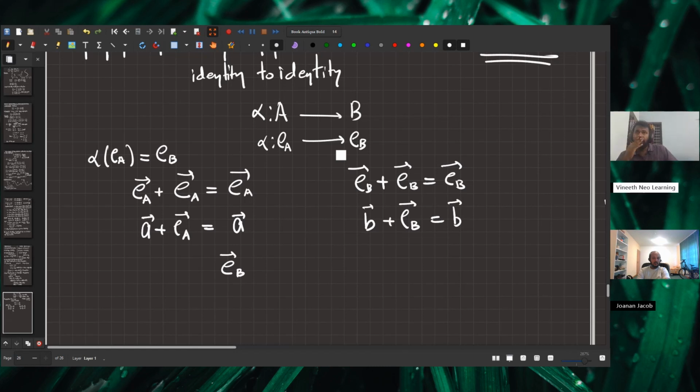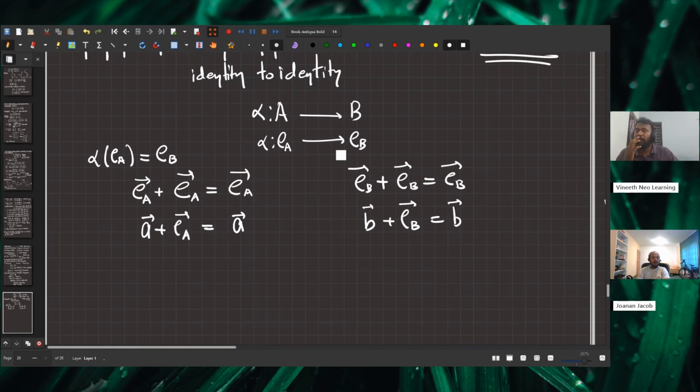How should I prove this actually? EB plus EB equals EB, right? Yes. Okay, actually all these things come from the definition of identity itself, isn't it? But we have to prove that identity should be preserved under homomorphism. Meaning we have to prove this relation: alpha of EA should give EB. That's what we have to prove.